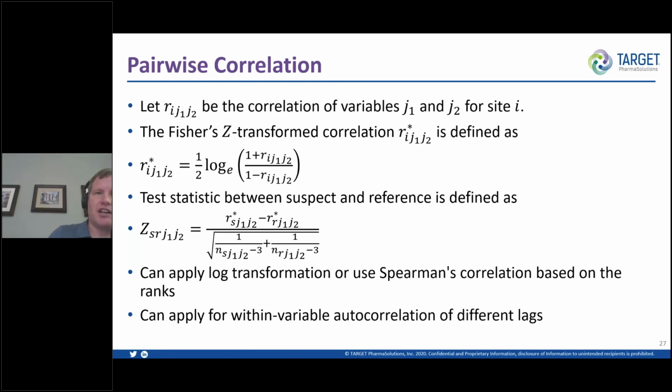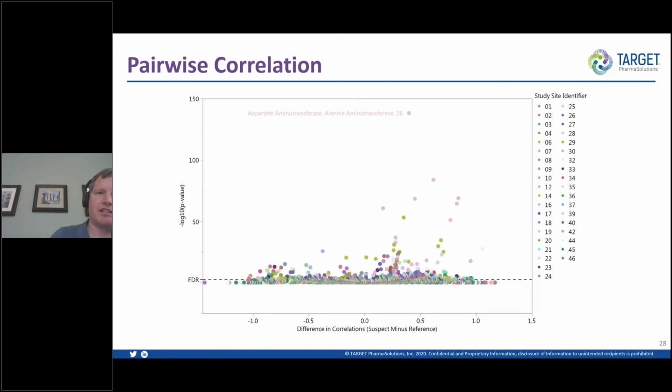You can also look at pairwise relationships with correlation, and this could also apply to serial correlation if we're looking at measurements across time within patients. So you can calculate this test statistic comparing the relationships of 2 different variables within a site and summarize these test statistics in a plot as well to identify any unusual values. And you can see here that although I've highlighted 1 point sort of up at the top, there's a large number, 5 or 6 different pairs of variables, that are showing up as being significant for site 28.